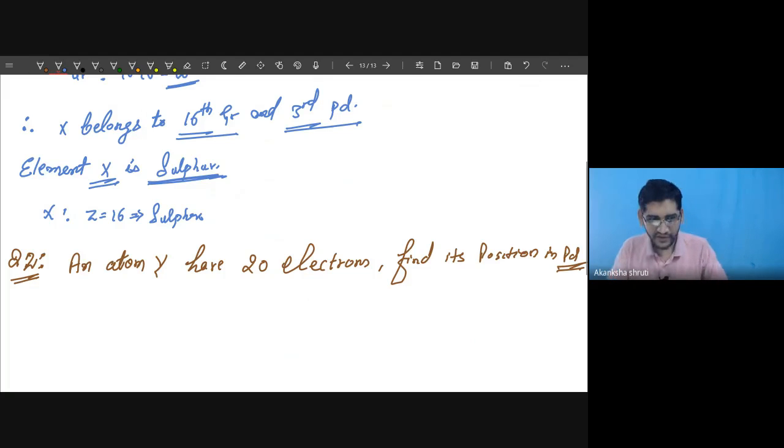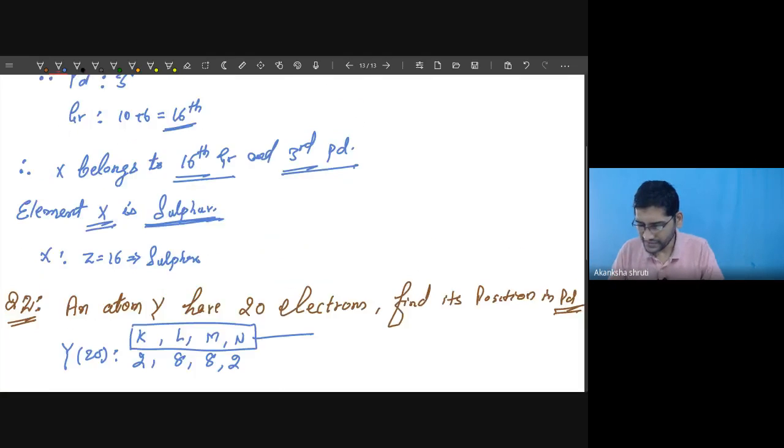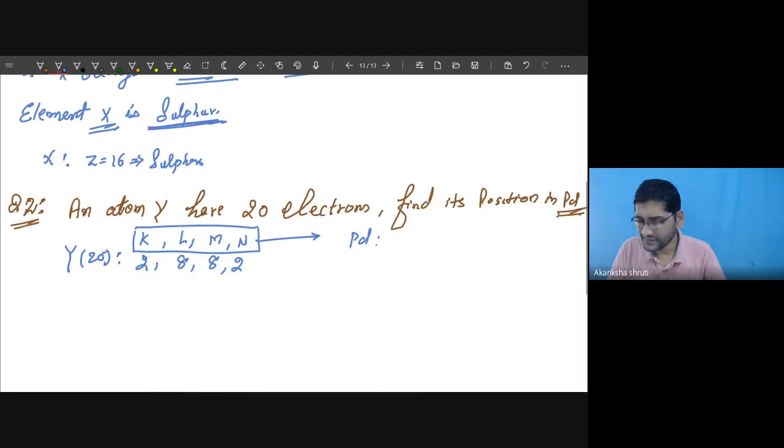Students, so take Y as 20. Write down its electronic configuration. K, L, M means first distributed 2, 8, then 8. Because if I put 18 by 2n square here, Bohr's rule means the outermost shell cannot have more than 8 electrons, that is being violated. So therefore 2, 8, 8, and again 2 is there. So what will be the period here? This tells us that the period is 4th, but this tells us that the group is, since it is 2, so keep it 2. Okay, it is this one.